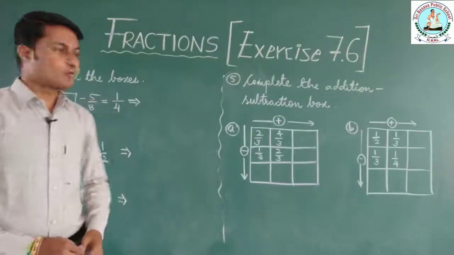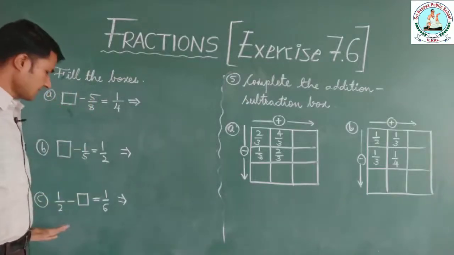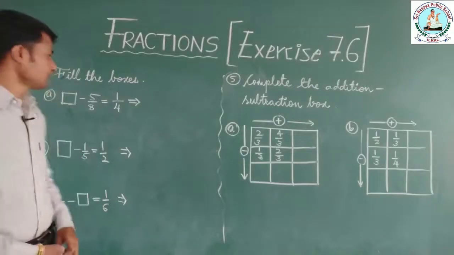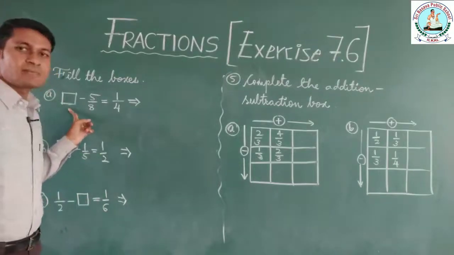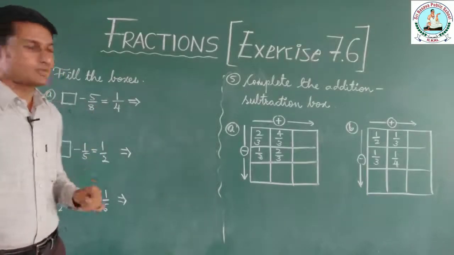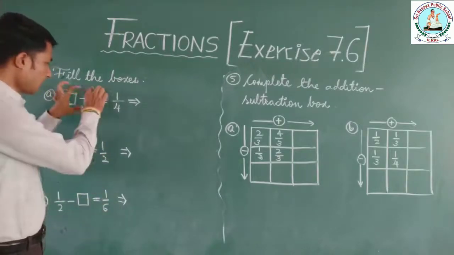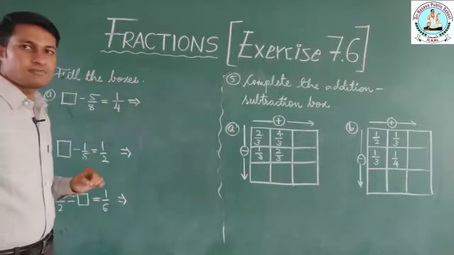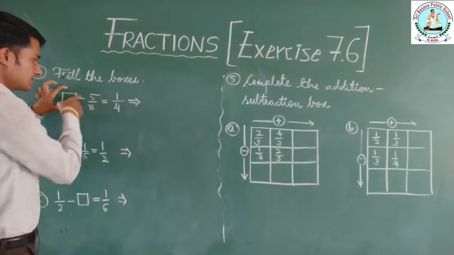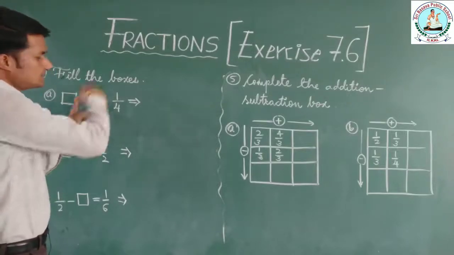Well students, let's go for the next question, the fourth one: fill the boxes. Here some empty boxes are given, so you need to fill those empty boxes with the appropriate answer. These kinds of problems can be done by transposing one number from one side to the other. Here fractions are given, so to transpose means to transfer one fraction from one side to the other side, and it will definitely be helpful to you. Right now this is unknown to you, so keep this unknown on the left hand side itself, and just transfer this minus 5 by 8 to the right hand side.